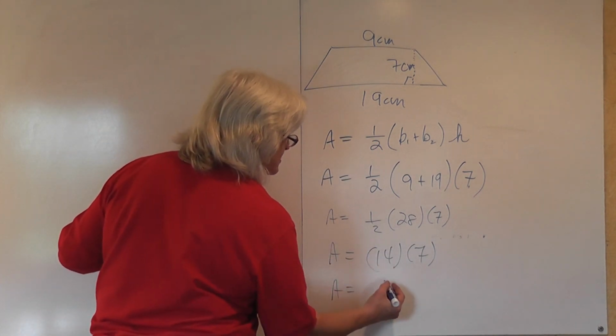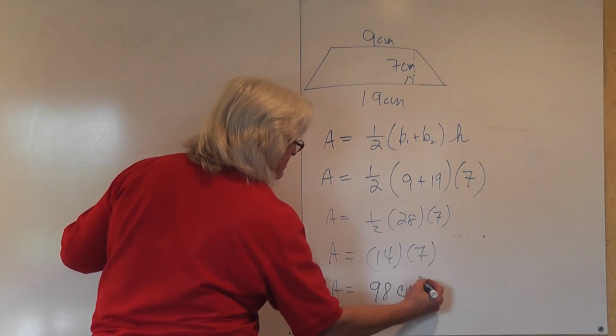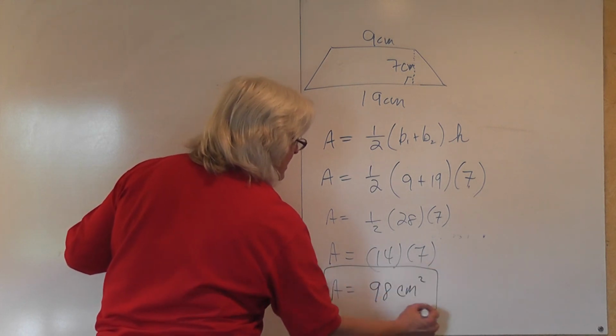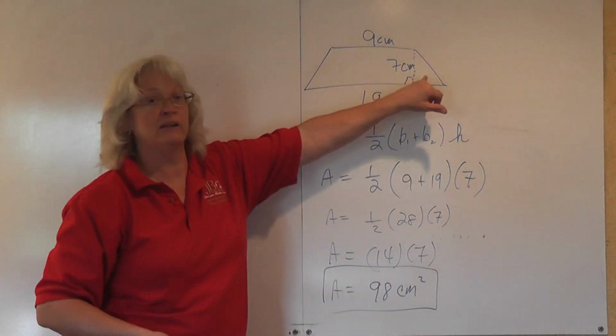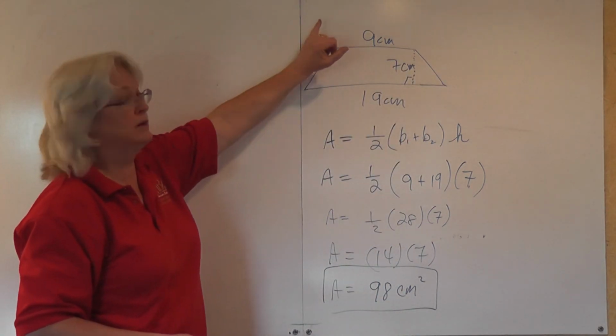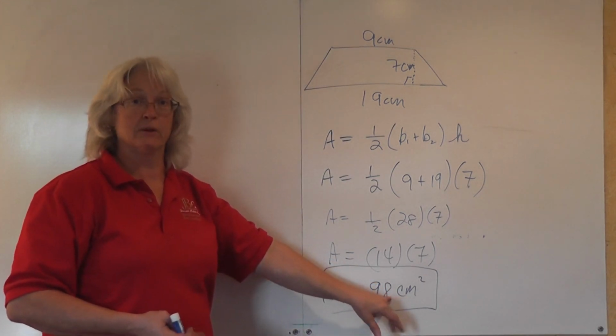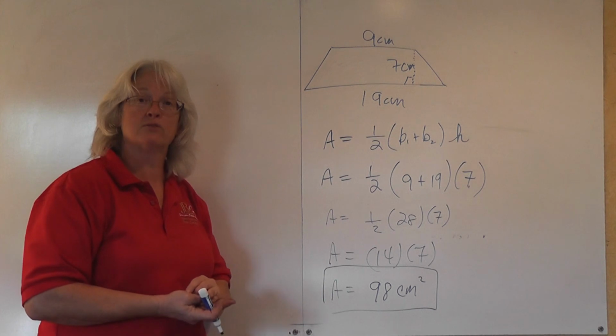Area is always in square units. So the area of this trapezoid, which has been given to us with a height of 7 centimeters, one base of 19 centimeters, and another base of 9 centimeters, is 98 square centimeters. That's how you calculate the area of a trapezoid.